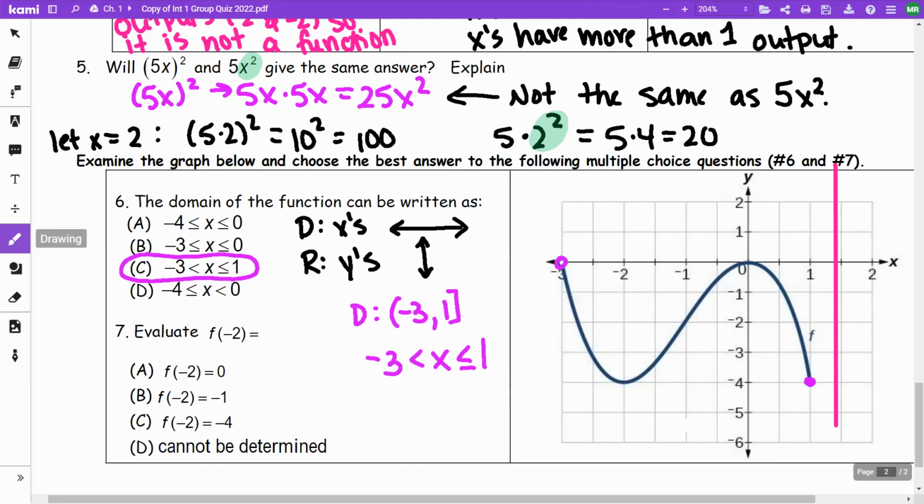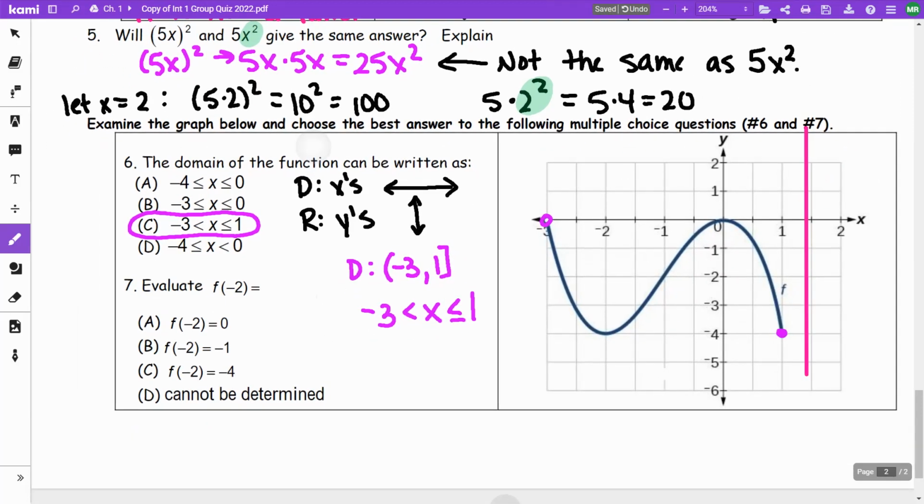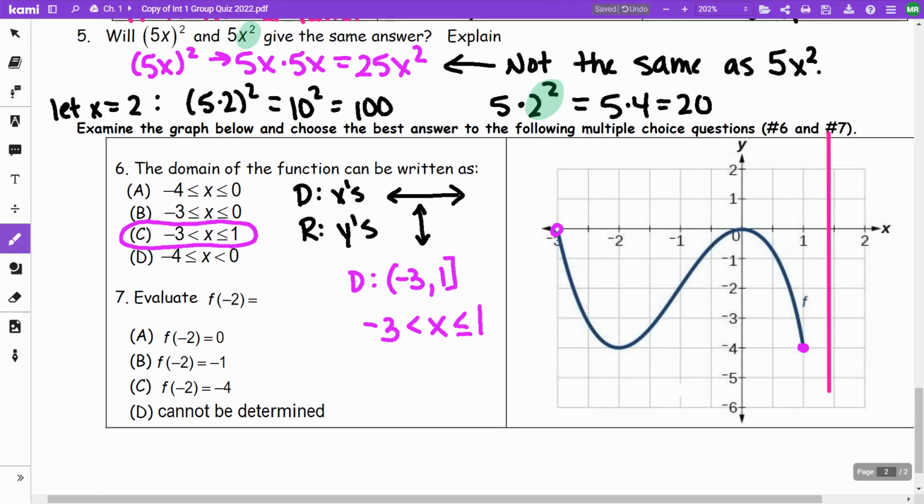Now, when you're doing this, if you notice that there's X's and Y's, domain is your X's. Don't answer any of the ones that have Y's. Or if it's range that you're looking for, you should only have Y's and no X's.